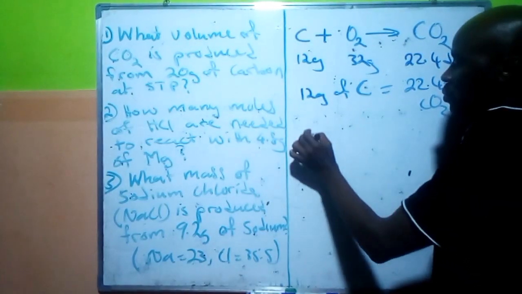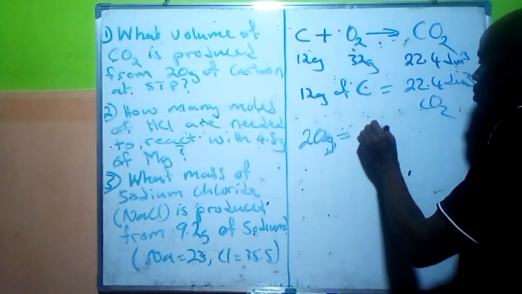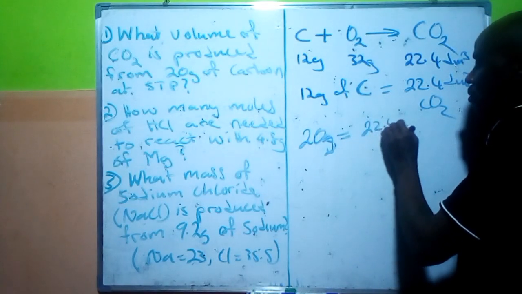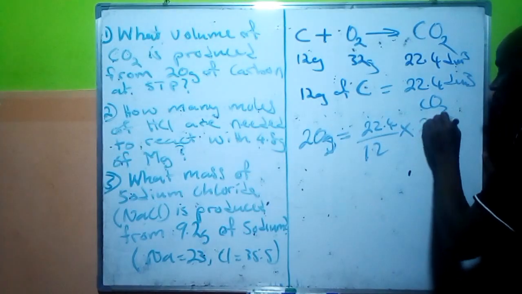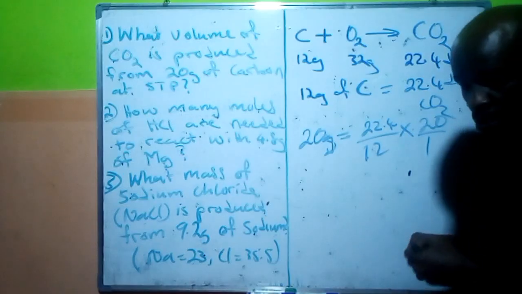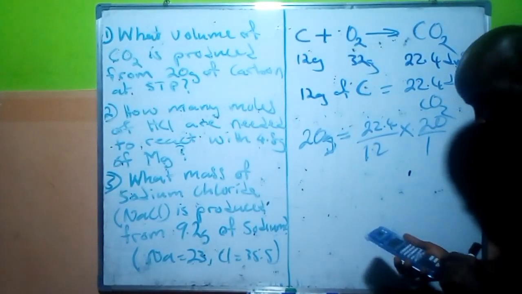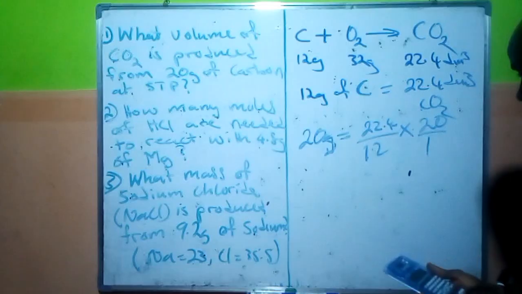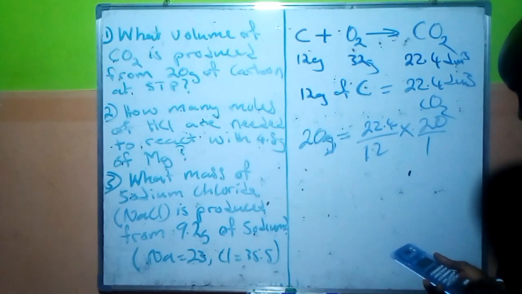Now, what will 20 grams be equal to? It will be 22.4 over 12 times 20 over 1. Let's use our calculator. From the calculator, we can see that it is 22.4 times 20 divided by 12.